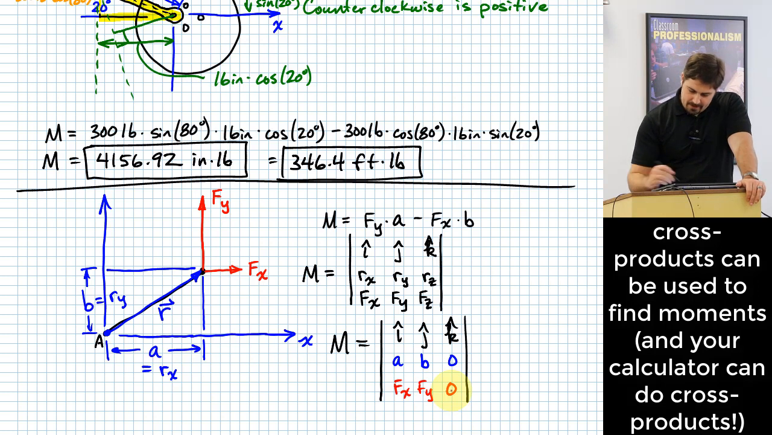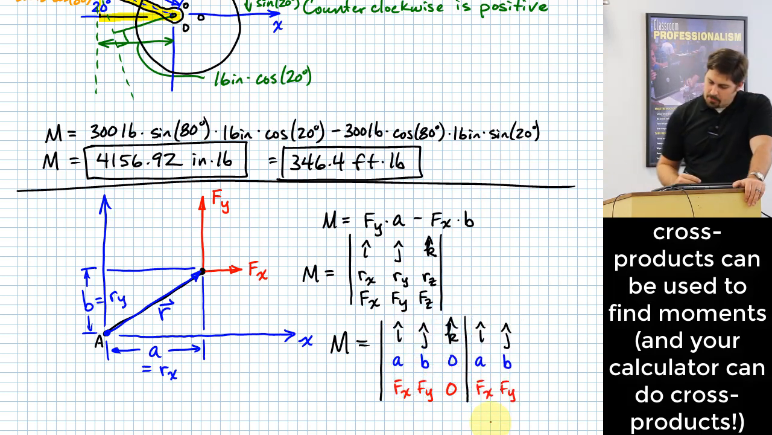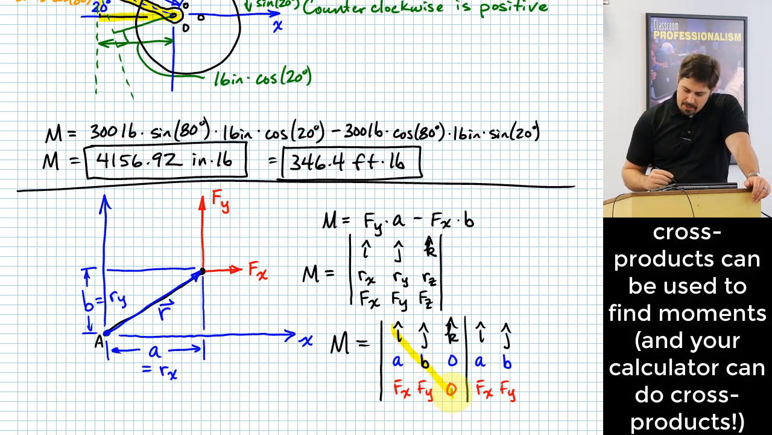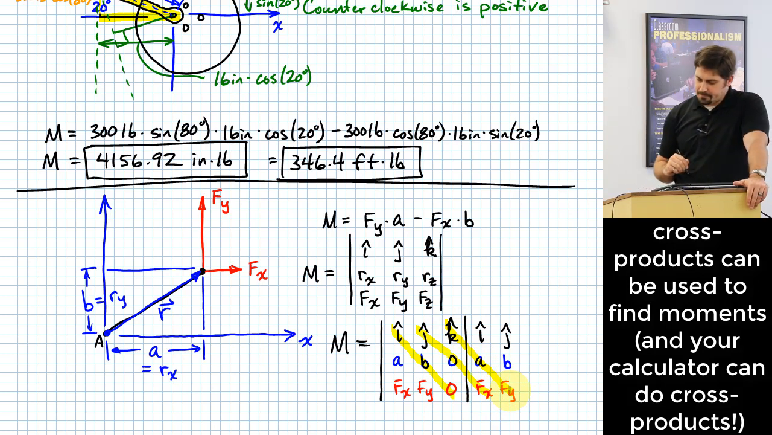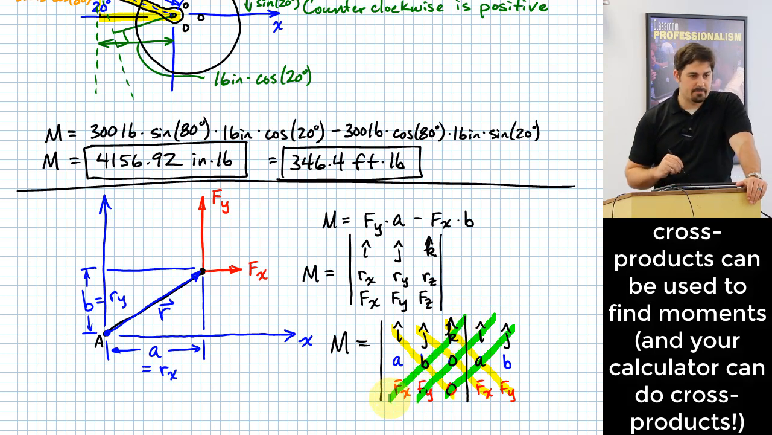Well, how do you take a determinant of a 3 by 3? This is the slickest way. You copy the first two columns and paste them right here. Then you cross multiply. You multiply i times b times 0, add j times 0 times Fx, and add to that k times a times Fy. And then you subtract j times a times 0, i times 0 times Fy, and k times b times Fx.